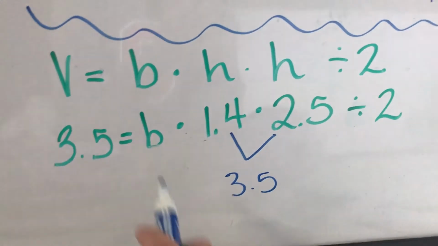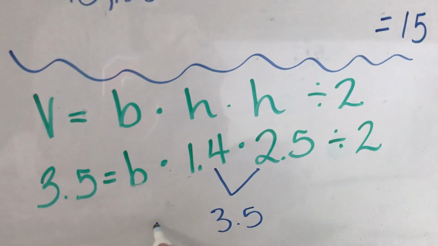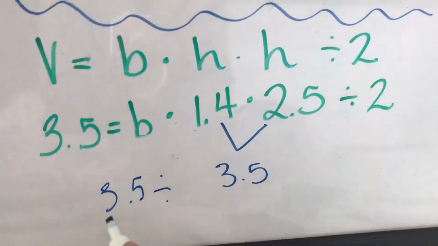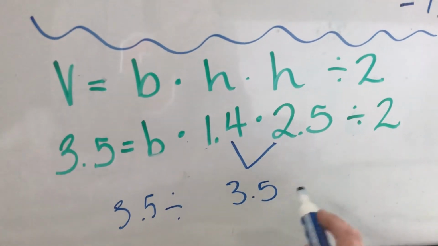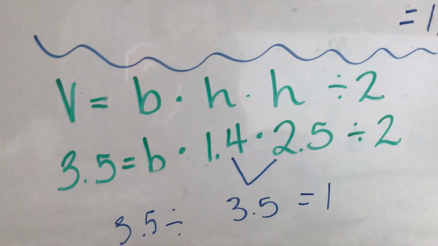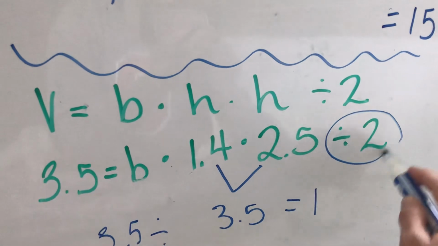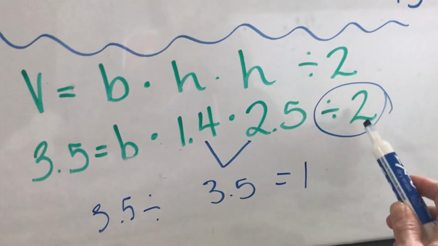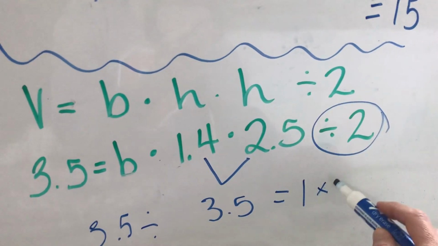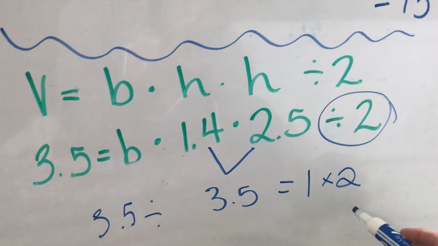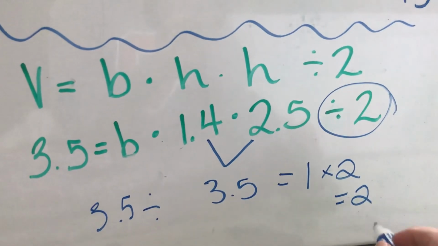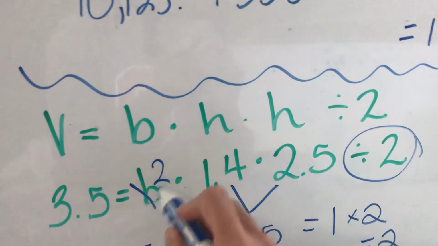Now we're going to work backwards to find that missing base. So we're going to divide what we have by the entire volume. So we're going to take 3.5 and divide it by 3.5, and that's going to give us 1. That does not mean that base is a 1. Remember, you have one more backward step. So in our formula we divide by 2, but since we're working backwards, we're going to multiply by 2, and 1 times 2 is 2, which means our missing base is a 2.